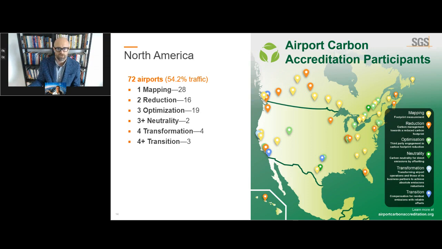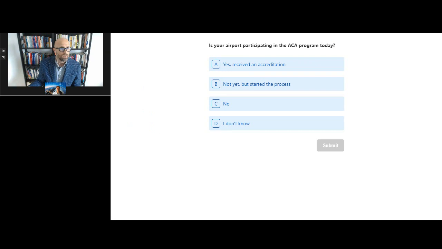And then as you see on this map, we're going to go into what does this all mean, what are the 6 levels, and how do you go through the program. So is your airport participating in the ACA program today? Yes, we've received an accreditation, and you're here to learn more. Not yet, but you've started the process, you're intending to. No, and I'm guessing you're at this webinar, so you're still considering it, but haven't started the process. Or, you don't know. You probably know if you've come to the webinar because you're probably the person. But take a look, let us know where you're at.